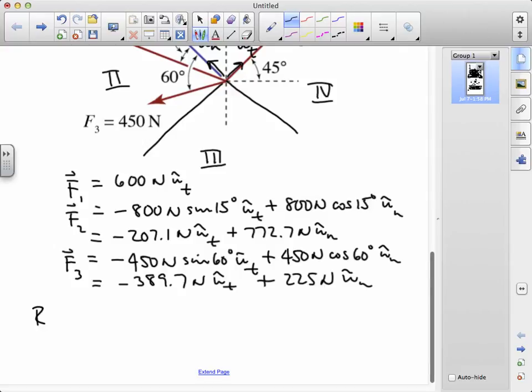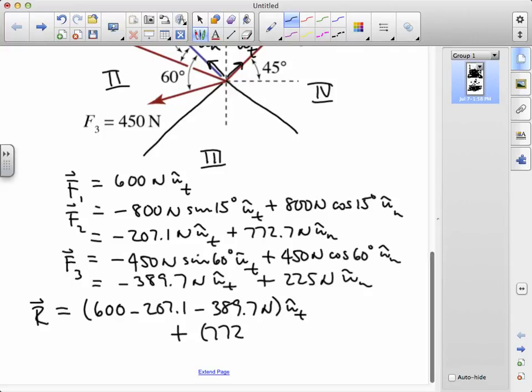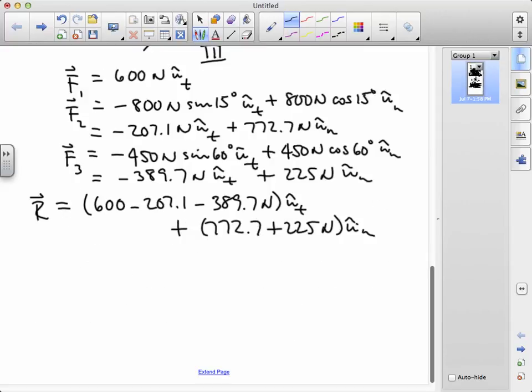Again, we can collect the tangent and normal components separately to find the resultant. Here we have 600 minus 207.1 minus 389.7 newtons in the tangent direction, and we have 772.7 plus 225 newtons in the normal direction. This ends up giving us a very small component, 3.2 newtons in the tangent direction and plus 997.7 newtons in the normal direction.